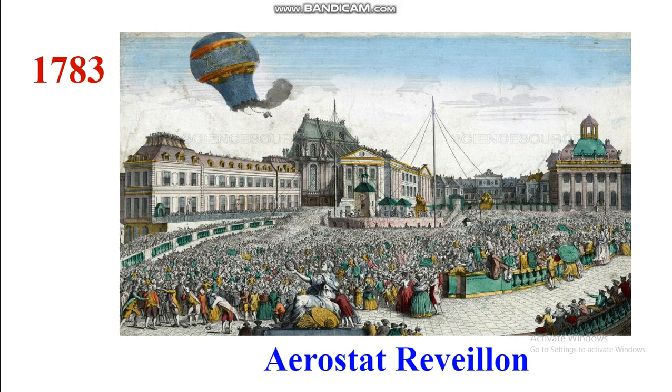In June 1783, the Montgolfier brothers first publicly demonstrated an unmanned hot air balloon. Then in September 1783, their first balloon, Aerostat Revlon, was flown with the first non-human living creatures in a basket attached to the balloon. The passengers were a duck, a sheep, and a rooster.